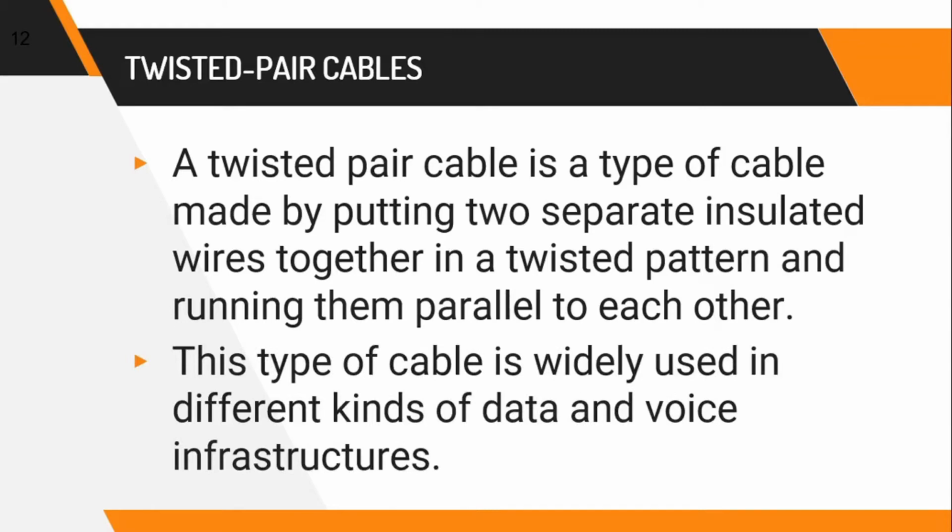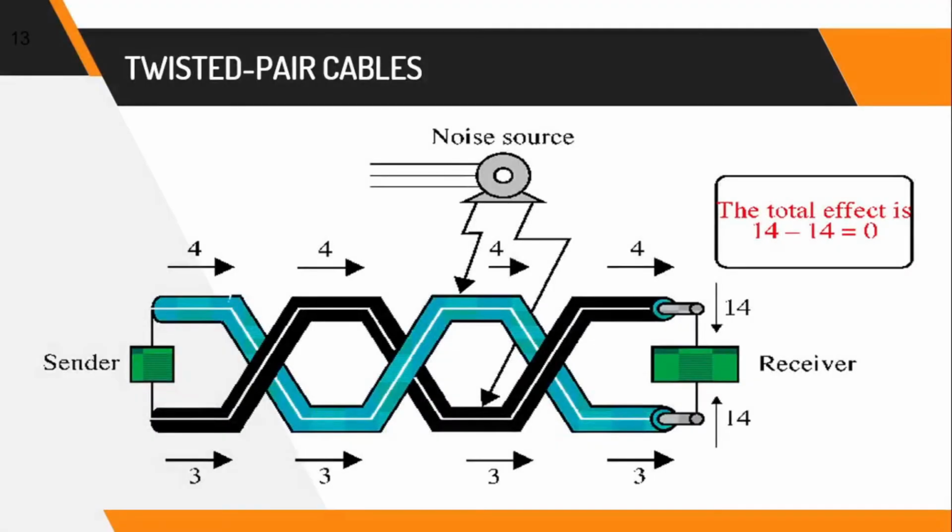A twisted pair cable is a type of cable made by putting two separate insulated wires together in a twisted pattern and running them parallel to each other. This type of cable is widely used in different kinds of data and voice infrastructures. So these are examples of how our twisted pair cables work and how noises are controlled. Experts point out that twisted pair cabling is often used to help avoid certain kinds of signal interference.